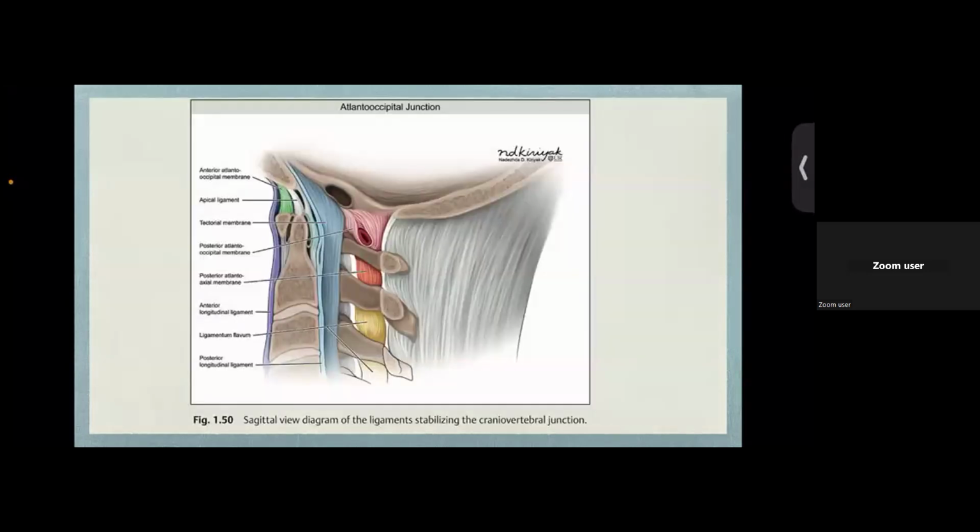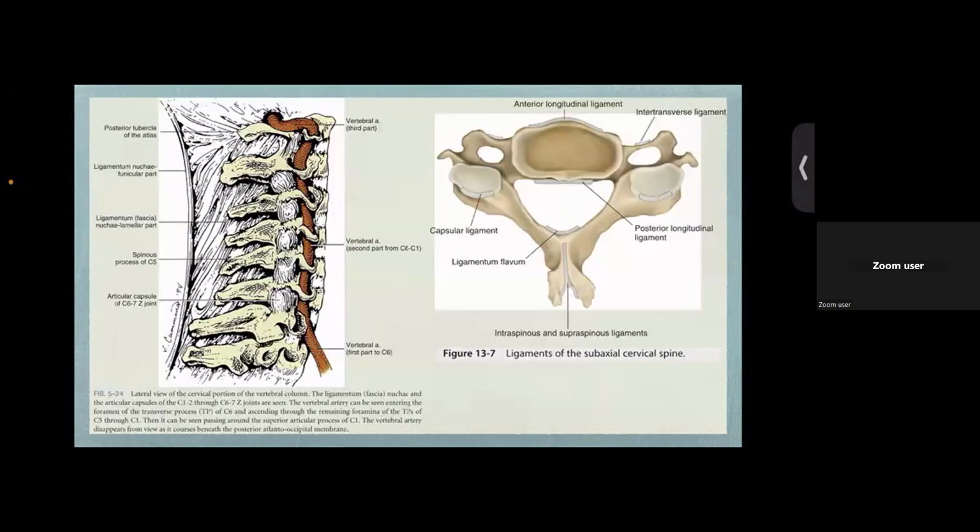So here's another diagram showing that. Here you see a little more clearly where the vertebral artery will pass, and the attachment to the different ligaments here on the right.